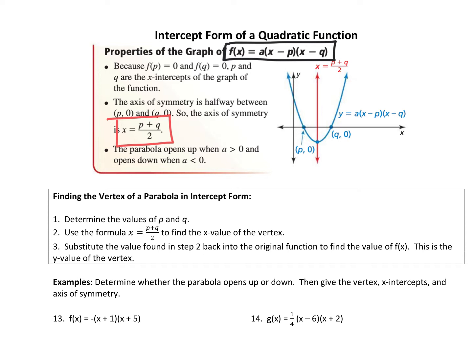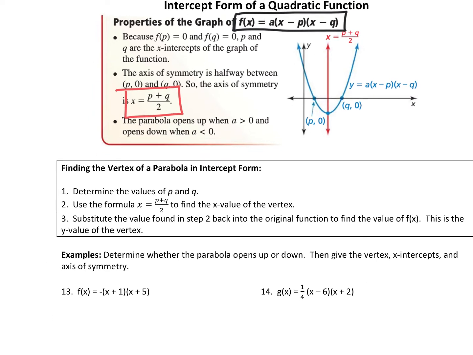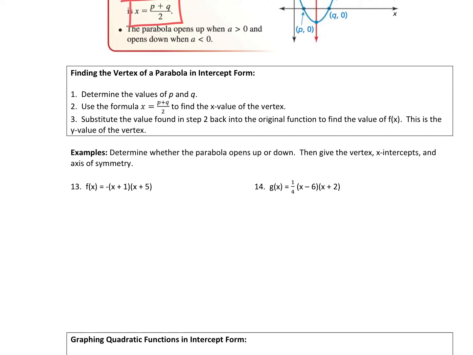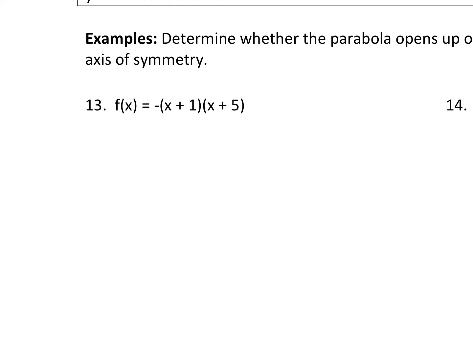It should feel very similar to what we've been doing. We will do 2 examples. Look at number 13. Determine whether the parabola opens up or down. Then give the vertex, x-intercepts, and axis of symmetry.